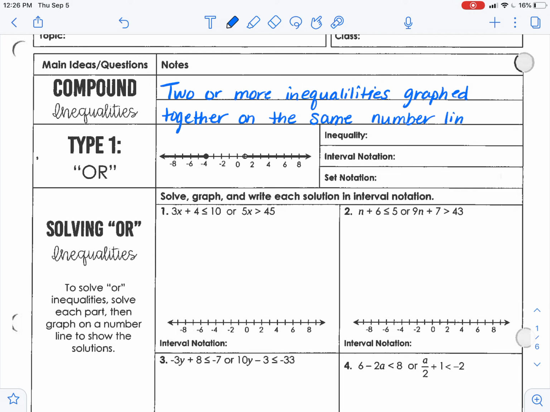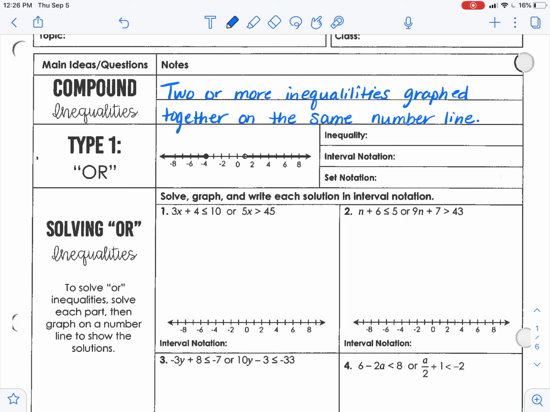Okay, so on all of these, you're going to see two different graphs on the same number line. So here's an example of the graph. Now we have two types that we're going to talk about: ors and ands. And those two words, if you even think about it in English, mean something totally different.